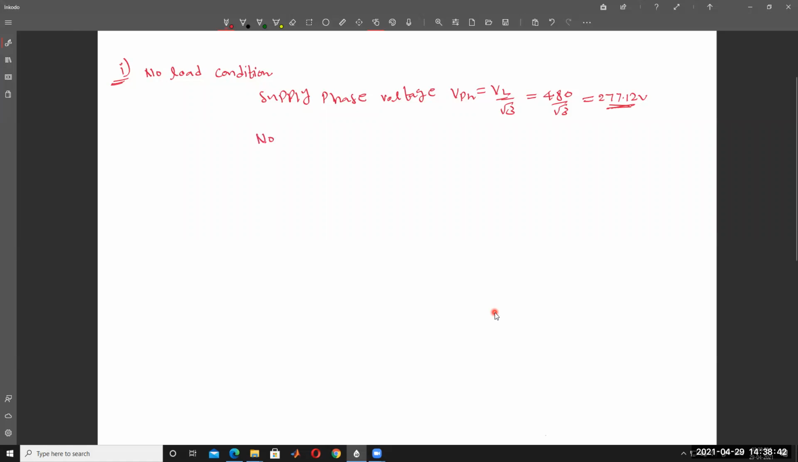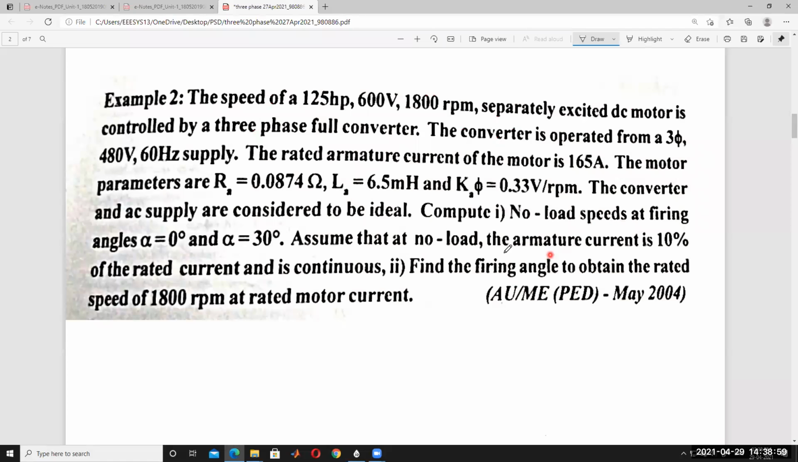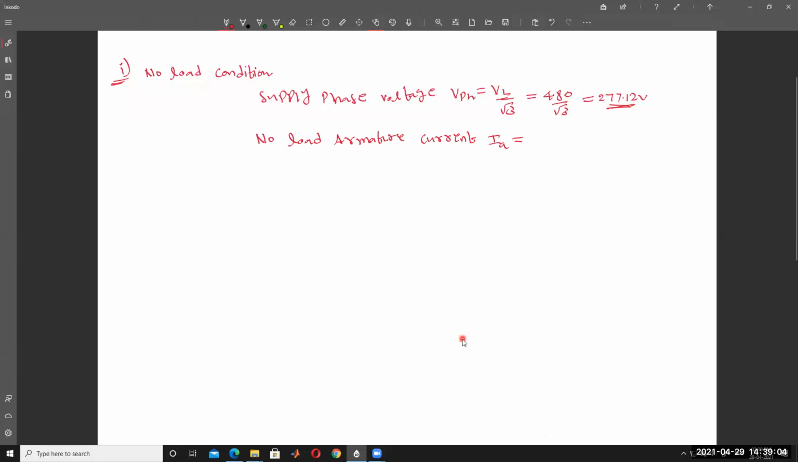And then no load armature current. What is the no load armature current here? It's given in the problem: the no load armature current is 10% of the rated current. The rated current is 165, and 10% means 0.1, so 0.1 into 165. You will get 16.5. The no load armature current is 16.5 amps.